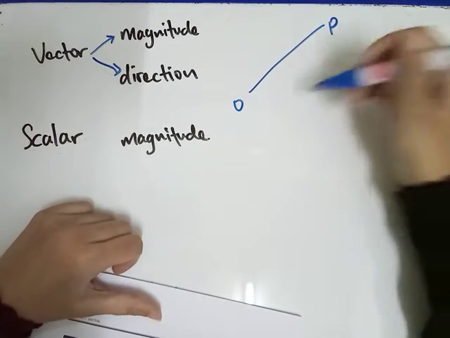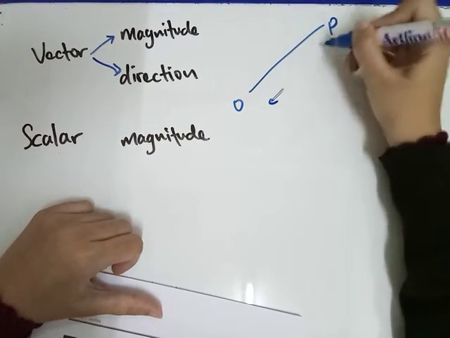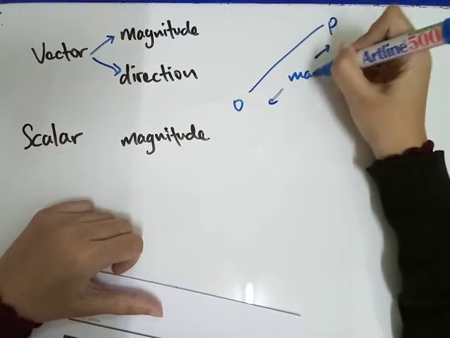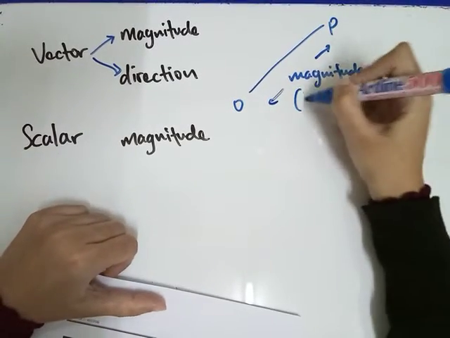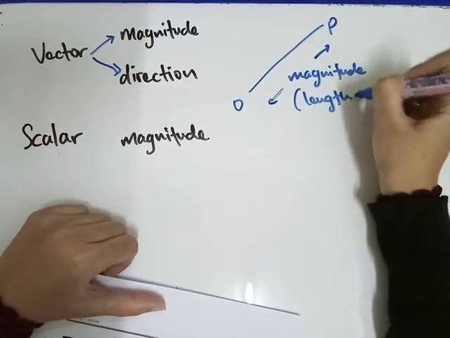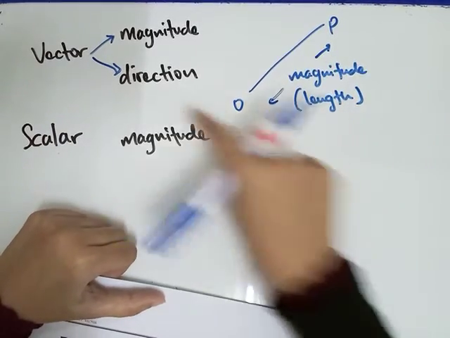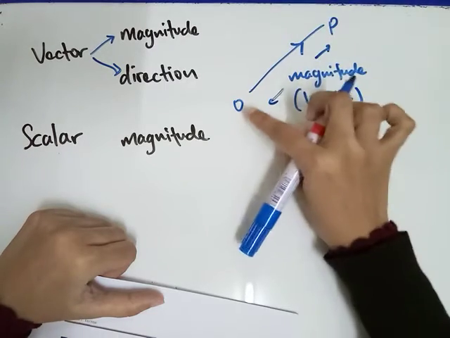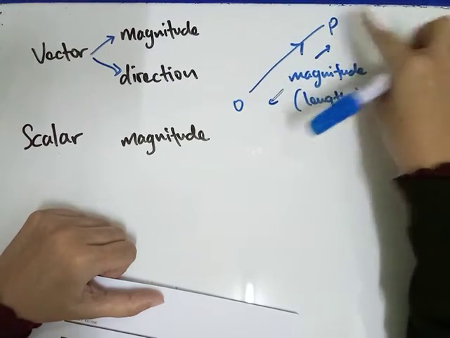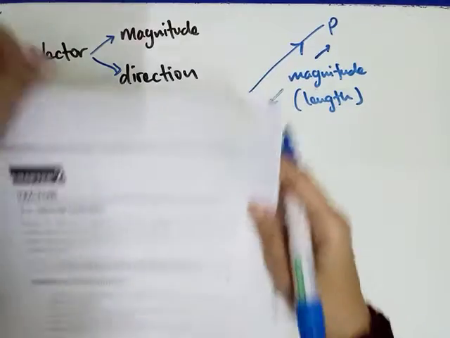So this is magnitude. What is magnitude? Magnitude means its length. And then direction is from O to P. So this is its direction, direction from O to P. Okay, this is vector. What is scalar?